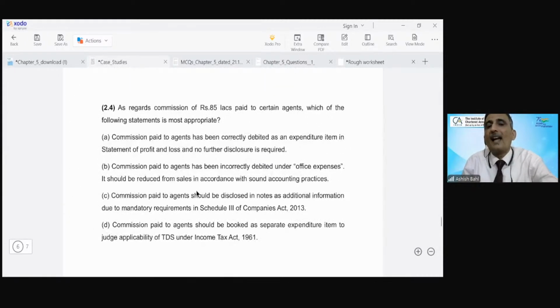Yes. Now, as regards the commission of 85 lakhs paid to certain agents, we know that the commission was paid to certain agents for facilitating the sales. Which of the following statements is most appropriate? Now, it is a direct Schedule 3 question. Tell me what should be the answer and what is the reason?